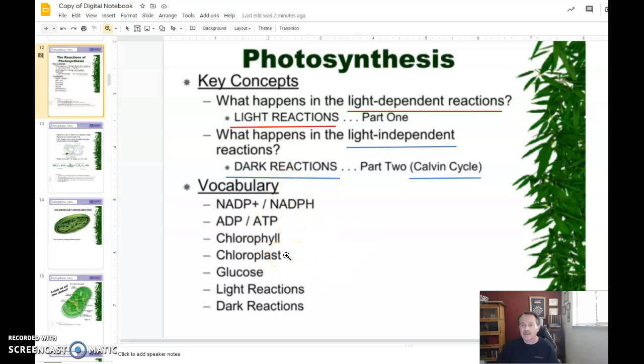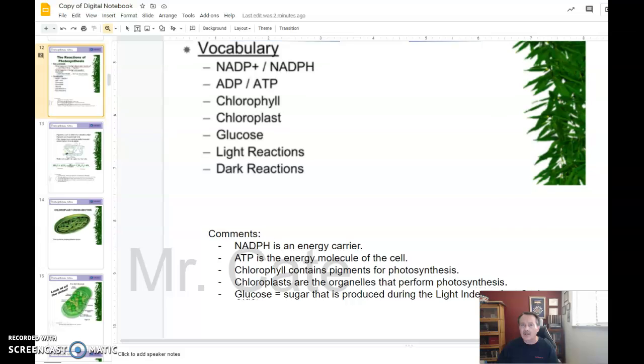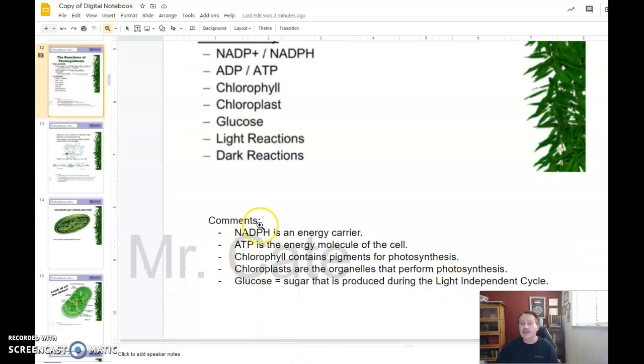The comment that I wanted you guys to make on this is down here, and I'll roll it up just a smidge more. There we go. It's basically going over these vocabulary words. So it's talking about NADPH, that's an energy carrier, and ATP is also an energy carrier. It's just like a battery. Chlorophyll is contained in pigments. You got chloroplasts that are found in the organelles of the cell. And you have glucose, which is the end product of this whole process.